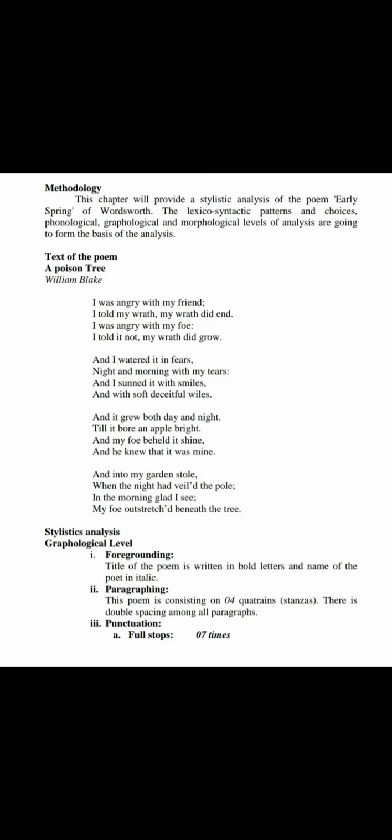The first one is the foregrounding. The title of the poem is written in bold letters, and the name of the poet in italics. And then the second one is about paragraphing. This poem consists of 4 quatrains or stanzas. There is double spacing among all paragraphs.